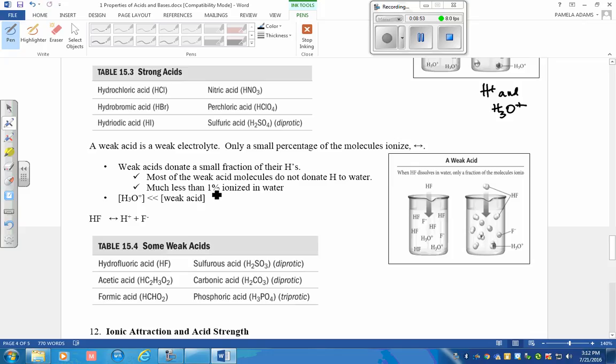A weak acid is a weak electrolyte because only a small percentage of the particles break apart. All right. So a weak acid is one that does not completely break down. What happens? An equilibrium situation happens. And some particles form their ions and some stay as the molecules.